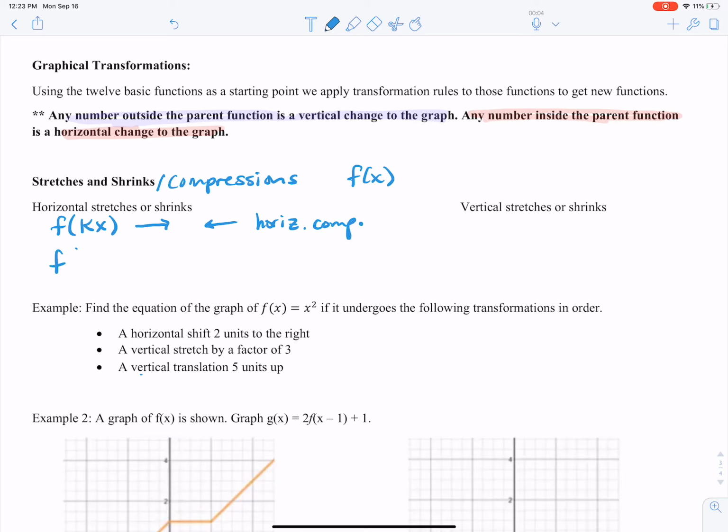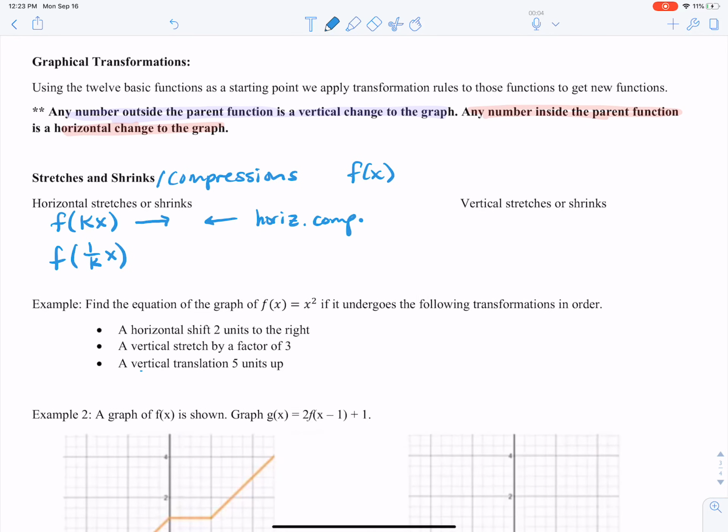All right, if I multiply it by a number that is between 0 and 1, the visual effect is that it's going to be wider because that is a number between 0 and 1. And so horizontally, to make my graph look wider, I have to pull on it. So that is a stretch. It's a horizontal stretch. So vertically, the number is going to be outside the function.